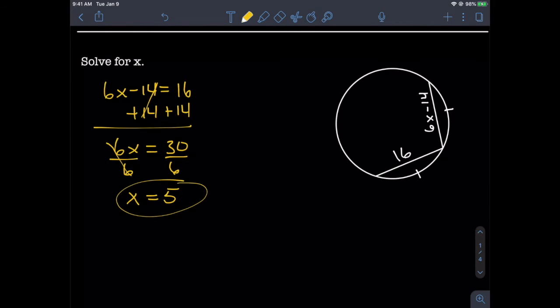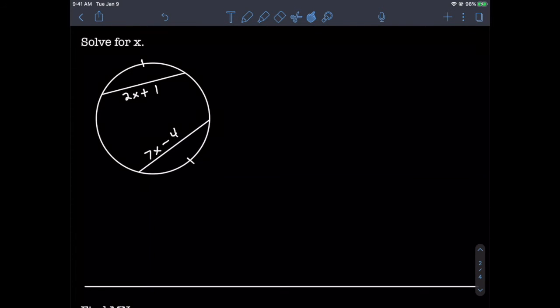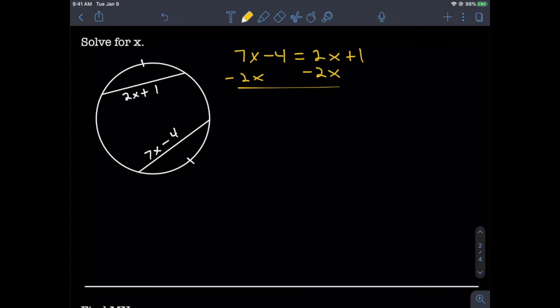Alright, that was a problem for babies. Why don't we go ahead and take a look at a problem with algebra that's a little tougher. Once again, we're going to go ahead and read the question first. We want to solve for x here. We check our intercepted arcs, and yep, they are congruent. So this means that we set the two chord lengths equal to each other and solve for x like normal, aka 7x minus 4 equals 2x plus 1. And then we solve like normal. We'll start by subtracting the smaller x over to the other side because that's going to make sure we have a positive coefficient in front of our x.